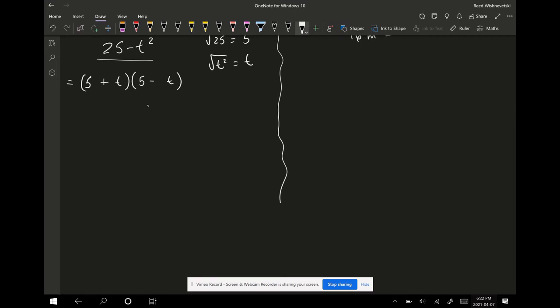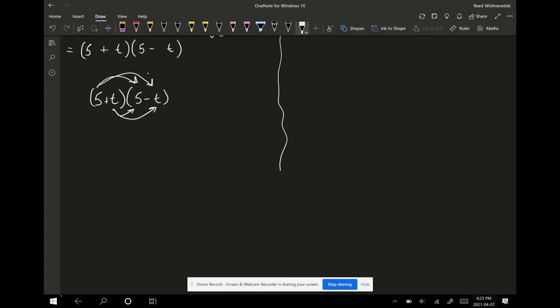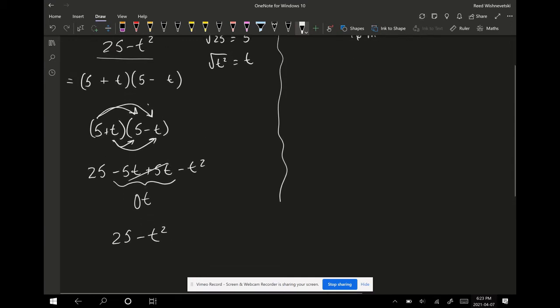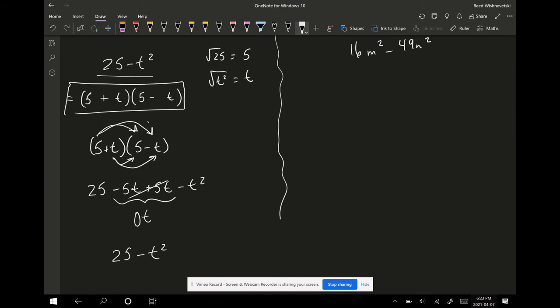So if we were to FOIL this back out just to check our work, and we did 5 plus t and 5 minus t, and we do our same FOIL, first, outer, inner, last, that would give us 25 minus 5t plus 5t minus t squared. So when we go here to combine our like terms, we see that this equals 0t. So they cancel. So that means that all we're left with is 25 minus t squared. And that matches our original 25 minus t squared. So we know that we did this right, and this is our final answer.